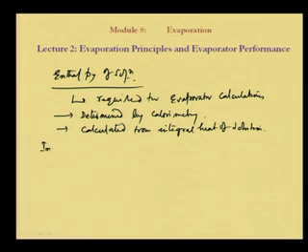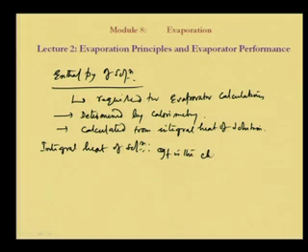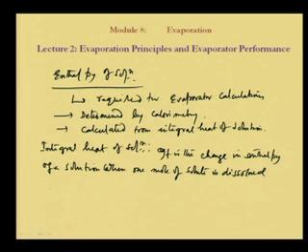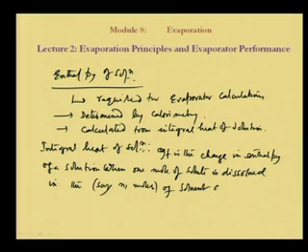So, integral heat of solution is the change in enthalpy of a solution when 1 mole of solute is dissolved in, say, N1 moles of solvent at 25 degree centigrade and 1 atmosphere pressure.